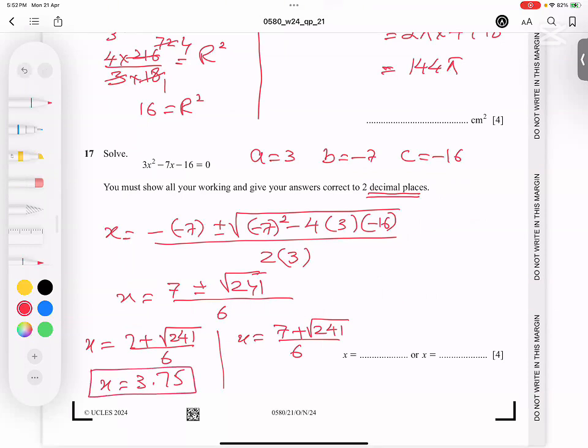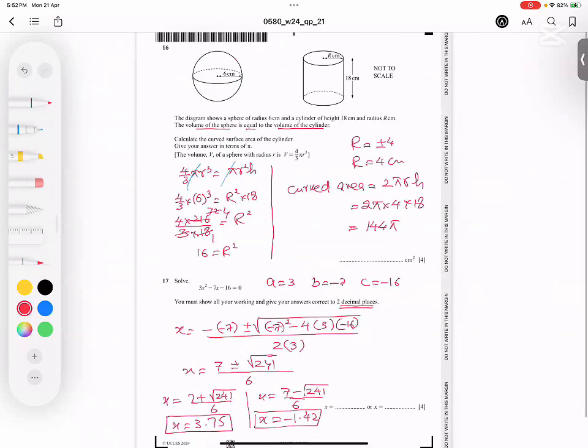In the same way, if I go for the other one, this is a plus and this is a minus. So when I use minus, 7 minus root 241 divided by 6, I get my answer in negative. That answer turns out to be negative 1.4206. I need 2dp, and I don't need the 0. When I don't need a 0, I will not add it. And this is my required answer. I hope the questions are clear.